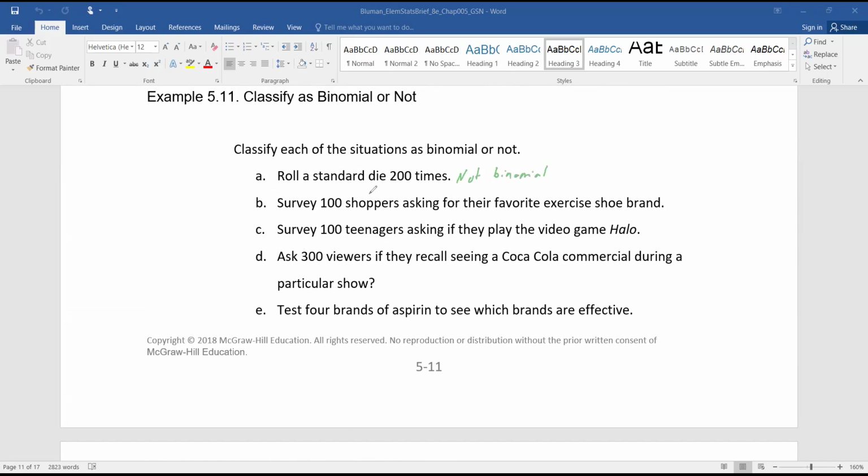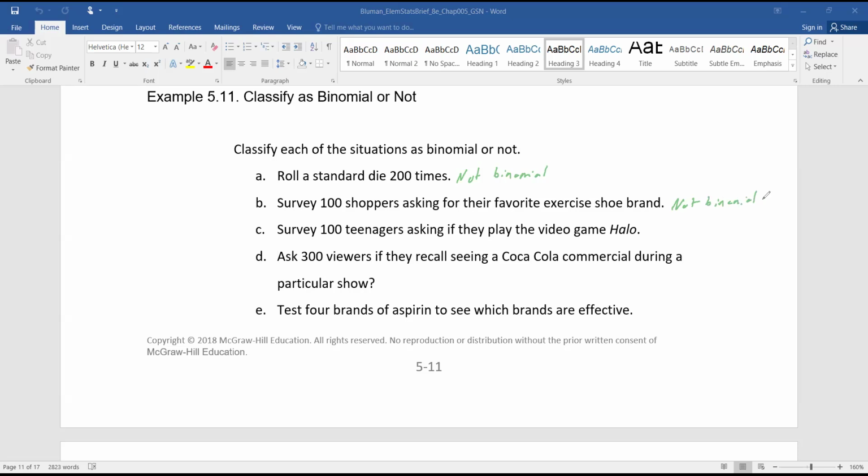So again, I could say rolling a standard die 200 times to see how many times it lands on 1. Then I could go, all right, it's either 1 or not 1. If it would have said that, I could have then said binomial. B says, survey of 100 shoppers asking for their favorite exercise shoe brand. Again, this is not a binomial. There are too many outcomes out there.